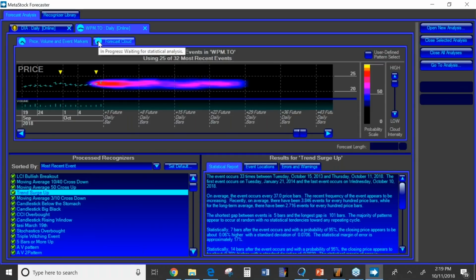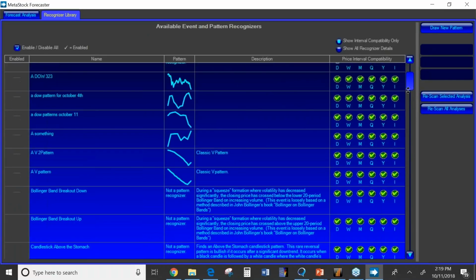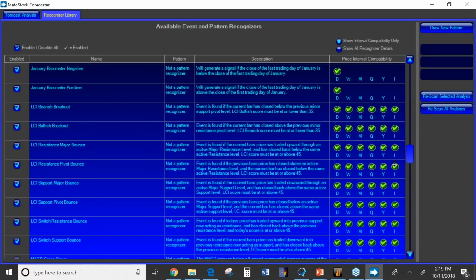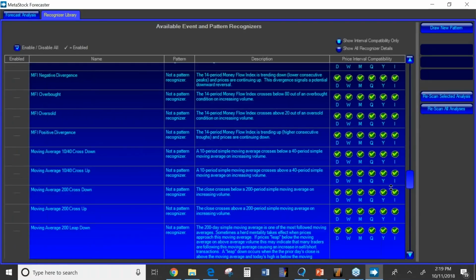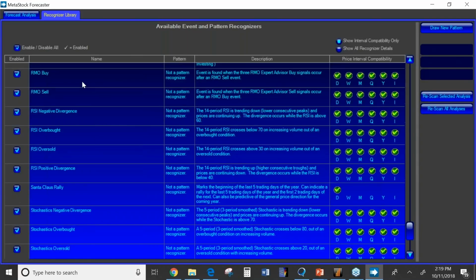Matt says, would you mind showing the RSI recognizers? Sure. Let's go into the recognizer library, and I'll show you the recognizers that it'll look for with RSI. If I just go down to RSIs, here they are. The four different things it'll look for are a negative or a positive divergence between price and the RSI. It'll also look for RSI to go overbought and RSI to go oversold. So there are four total recognizers in there for you, Matt.